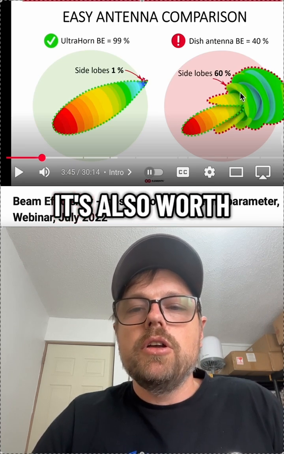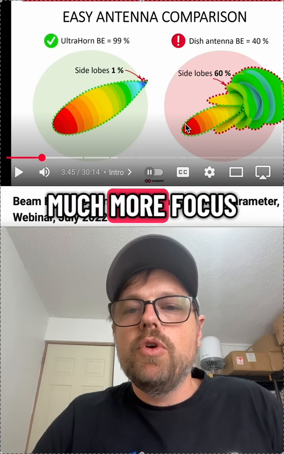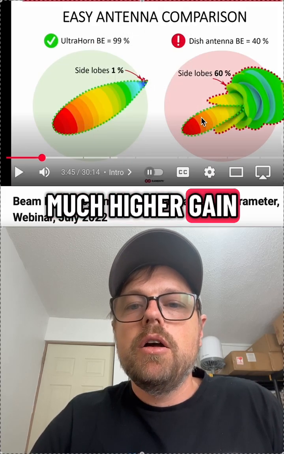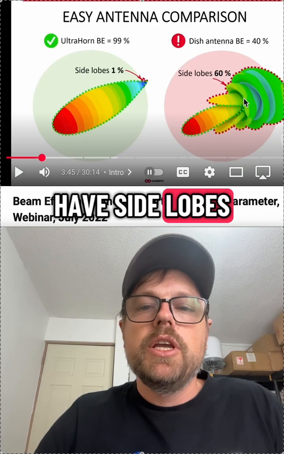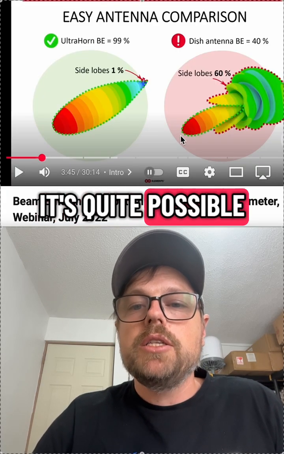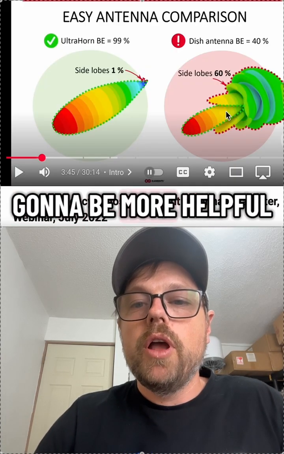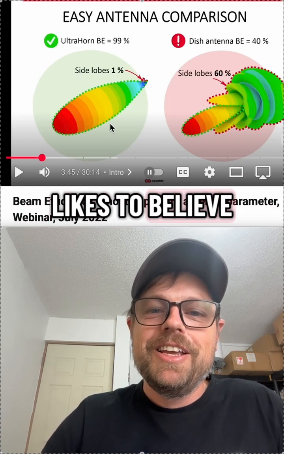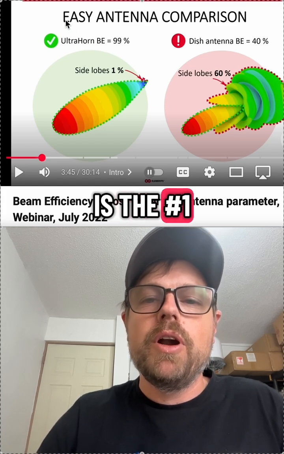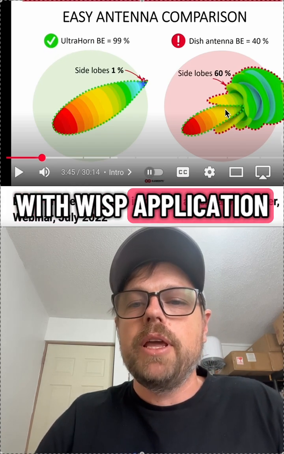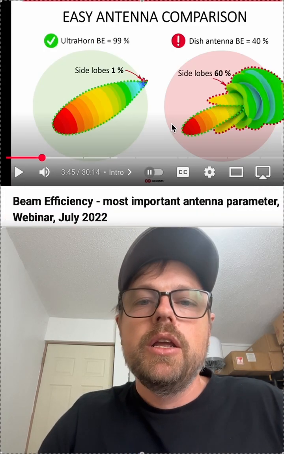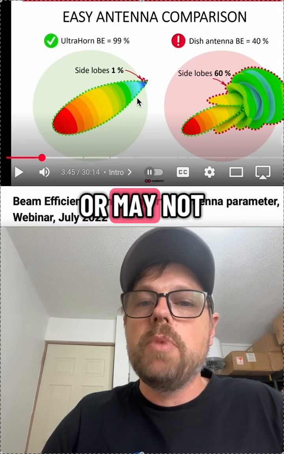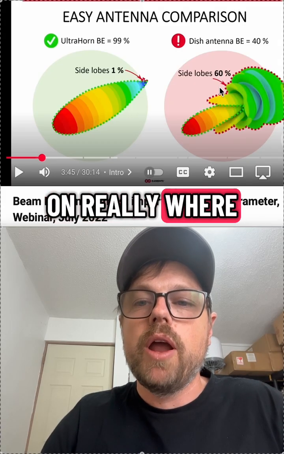So it's also worth noticing that you could have much more focus on the main lobe, and you could have much higher gain on the main lobe, and then you have side lobes. Even in a noisy environment, it's quite possible that having the increased gain is going to be more helpful than reduced side lobes. So beam efficiency, although RF Elements likes to believe that beam efficiency is the number one parameter to care about with WISP application, no, you have to factor everything in. And the increased beam efficiency of the ultrahorn may or may not help with noise. It just depends on really where the noise is coming from.